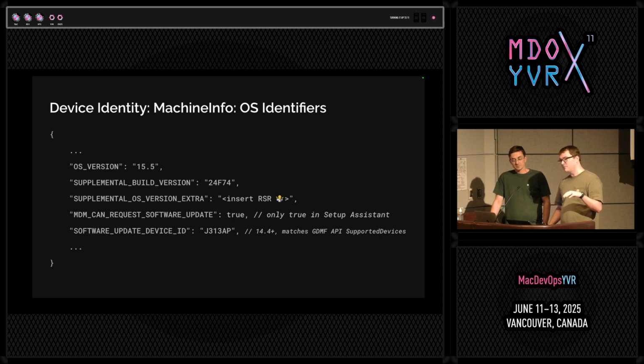If this field is true, then it means you can force the device to update to a version before continuing enrollment. This will only ever be true in Setup Assistant as of today. And then in 14.4, they also added the software update device ID. This device ID matches the GDMF API, which we'll talk about here in a second.